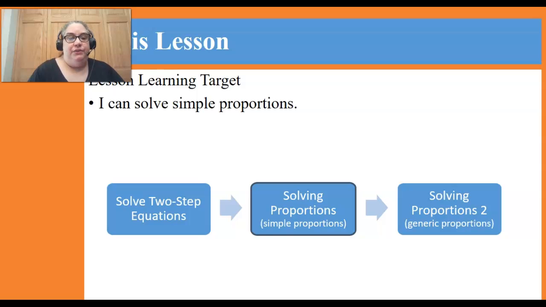In order to get a good understanding of solving proportions, it's important that you know how to solve 1- and 2-step equations, and we'll be using the solving proportions lesson as we start to get into some complex proportions. So we would describe these proportions in this screencast more of a simple proportion, and then in the next screencast we'll be talking about just like a generic or random proportion that you'll come across.